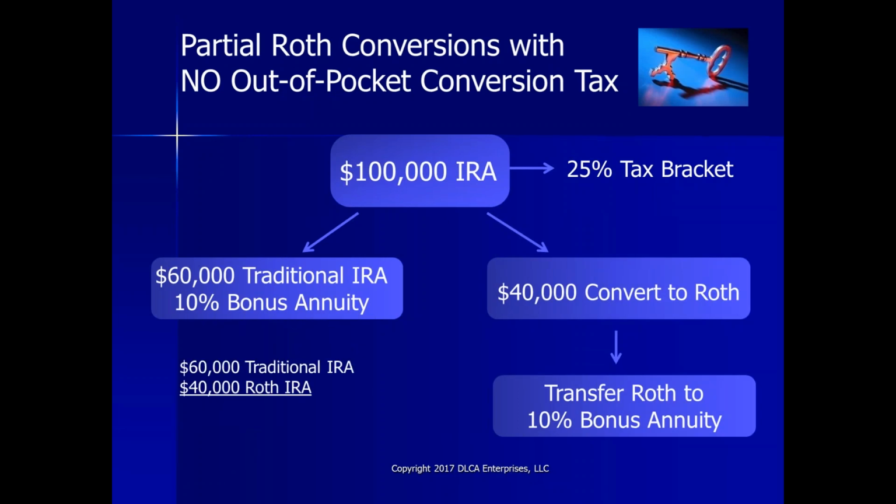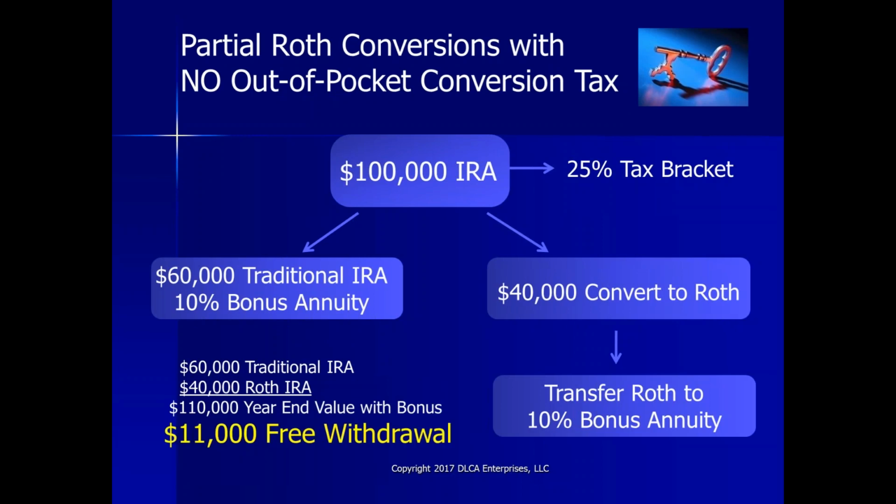They'll have $60,000 still in a traditional IRA. $40,000 is now a Roth. At the end of the year, they have $110,000 without any gain. That's just the bonus. So they've got a $10,000 bonus. They can take an $11,000 free withdrawal from a $110,000 year-end value. So that $11,000 comes out, no penalty.